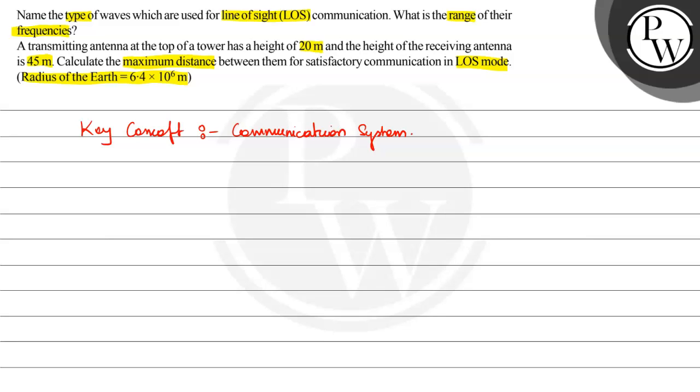It is asked to name the type of wave which is used for line of sight communication. The answer, let me write down the solution. This is the solution. So the answer for this question is space waves. Space waves are used for LOS communication.